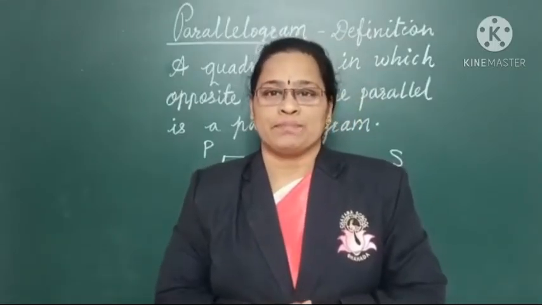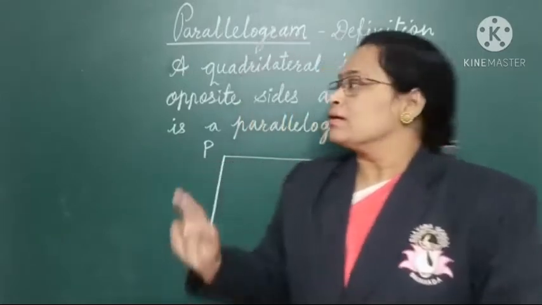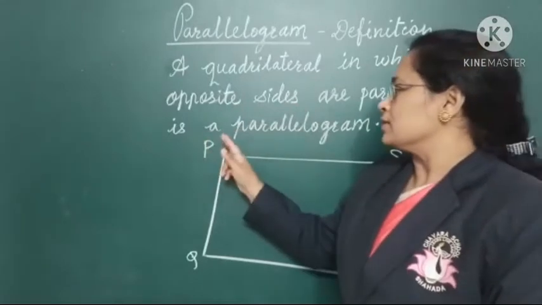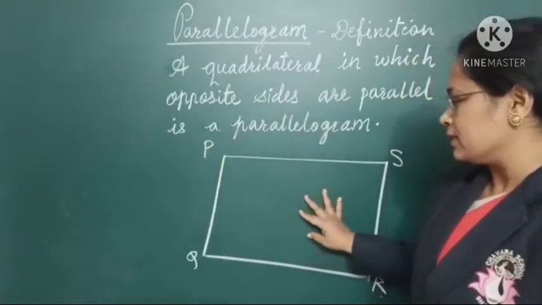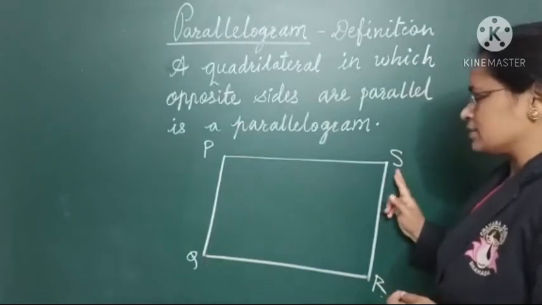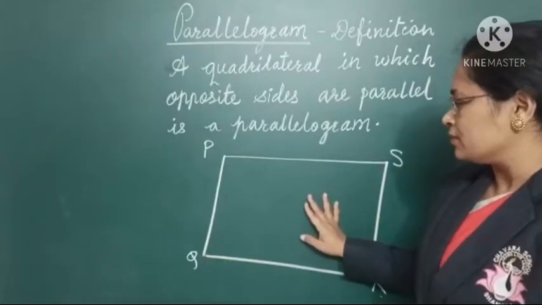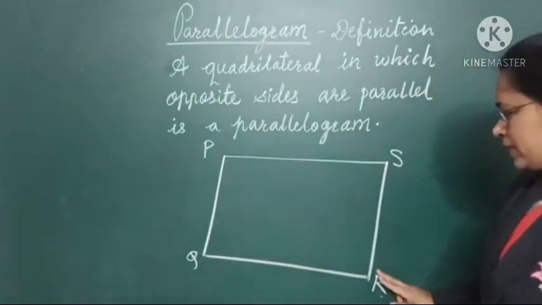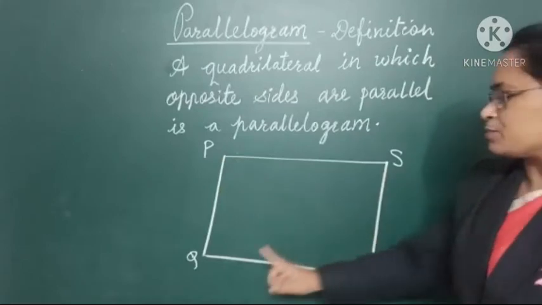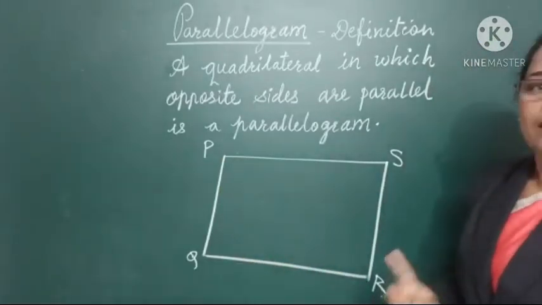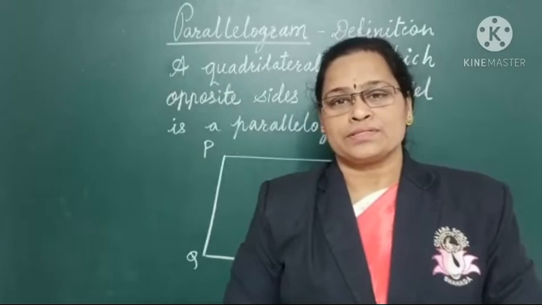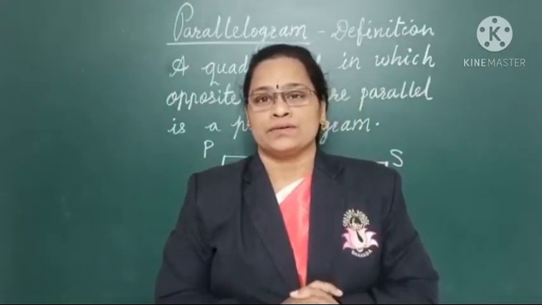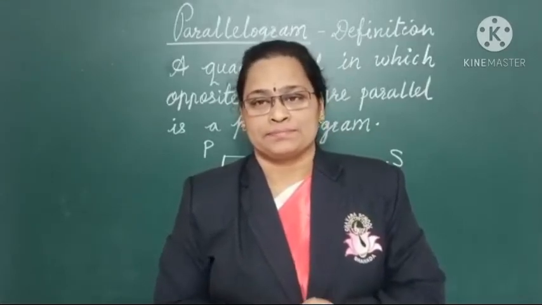Let's see what a parallelogram is by definition. A quadrilateral in which opposite sides are parallel is a parallelogram. This is the quadrilateral PQRS. This is a parallelogram because here the opposite sides, side PQ is parallel to SR and side PS is parallel to QR, and therefore this is a parallelogram. This definition of parallelogram you have to keep in mind for the rest of the study of different properties.